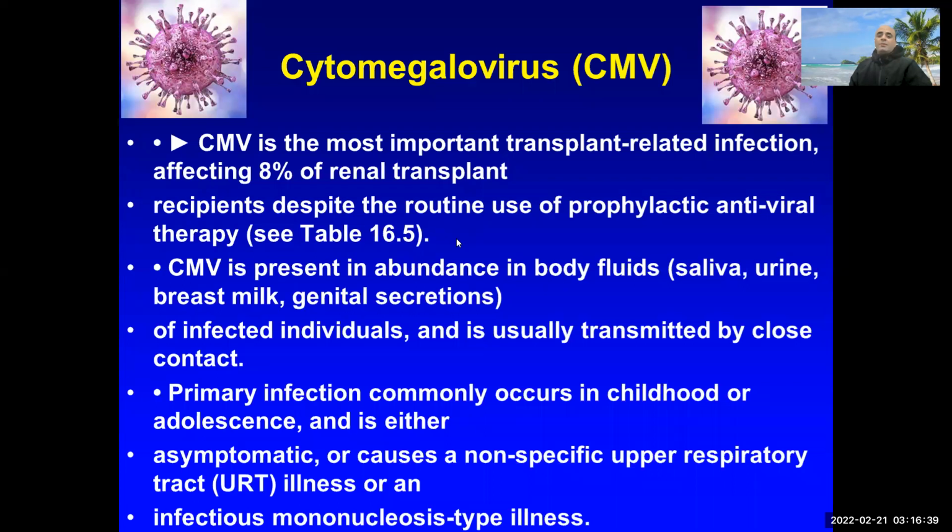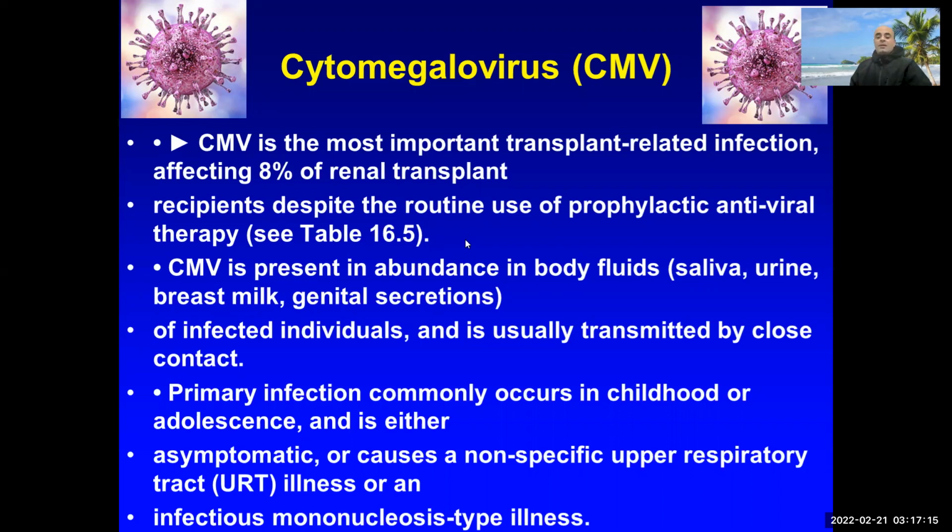CMV is the most important transplant-related infection, affecting around 8% of renal transplant recipients, despite their routine use of prophylaxis antiviral therapy. In table 16.5 from Oxford, CMV is present in abundance in the body fluids: saliva, urine, breast milk, genital secretion. This is the source of CMV, not like Epstein-Barr virus before. It is usually transmitted by close contact. This is the CMV, close contact, it's contact isolation.